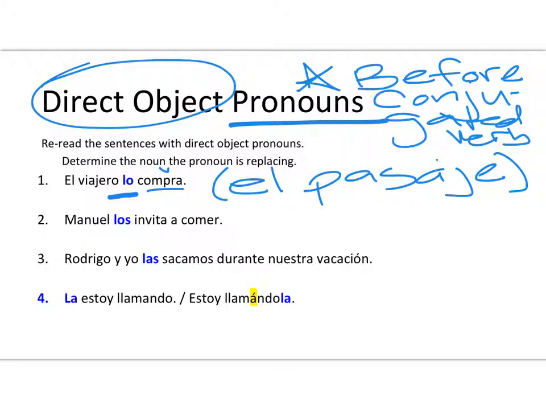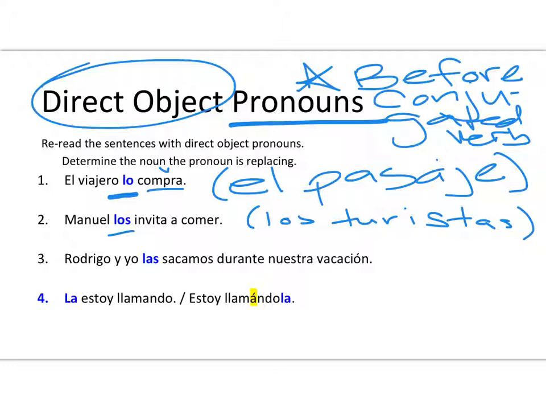Okay, vamos con número 2. Los. ¿Qué refiere los? Or a quiénes? Los turistas. So we've omitted the personal a, and we replaced los turistas with los. And los comes where in what's our verb? Invita. So los comes where in relationship to invita? Before. Pronouns come before conjugated verbs, for the most part.